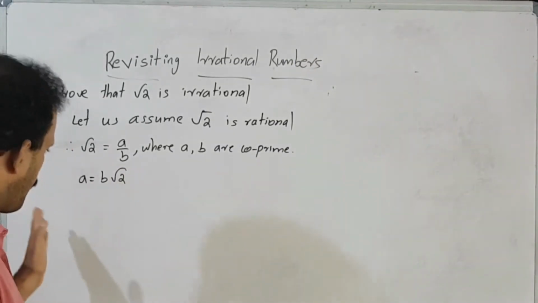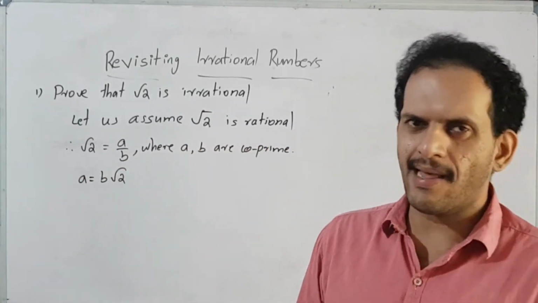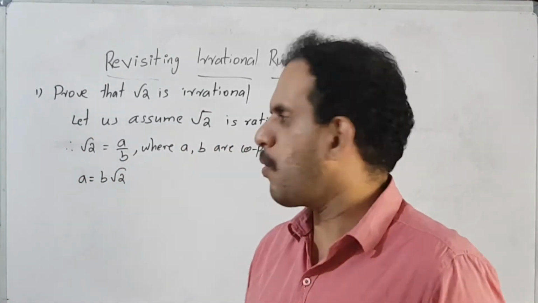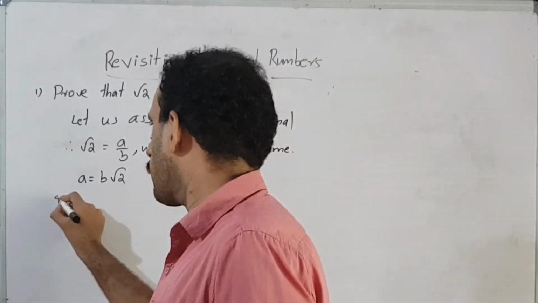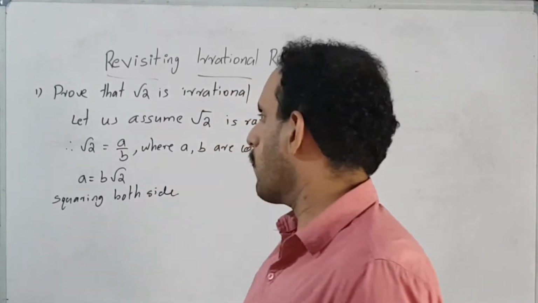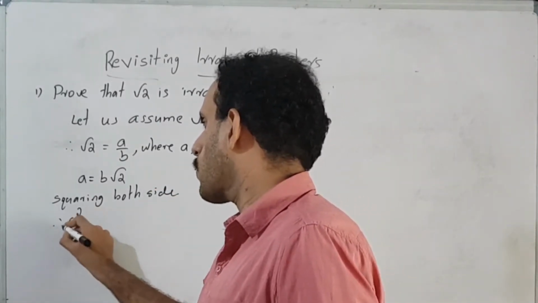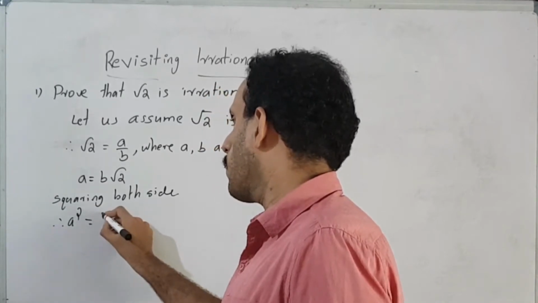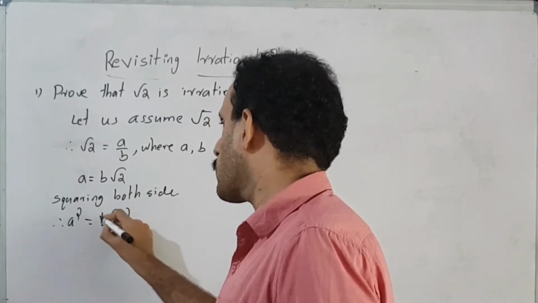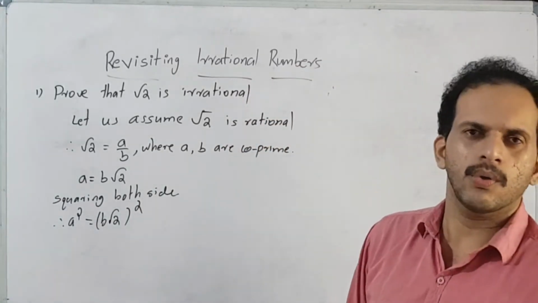So next step, for removing the radical symbol, we square on both sides. Squaring both sides, then what do we get? Therefore, A square is equal to B root 2 whole square. Correct? B root 2 whole square.